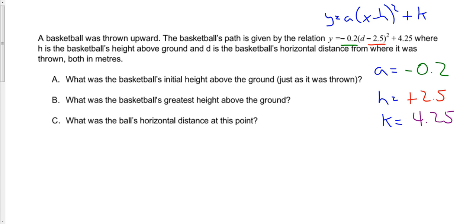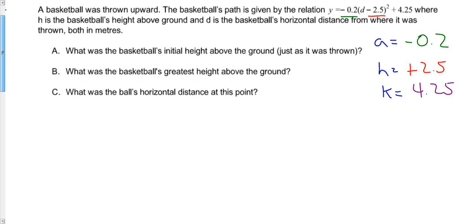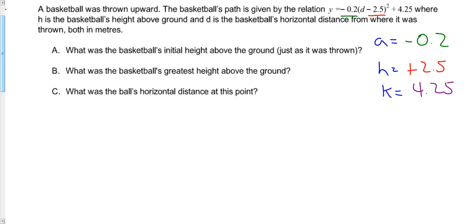So for part A, I'm going to move this up a little bit here. It says, what was the basketball's initial height above the ground just as it was thrown? The initial height is the y-intercept. We are trying to figure out where it starts from, so how high is it above the ground when it begins? To figure that out, we have to realize that the initial height, the starting height, always happens when the horizontal distance is 0. In this case, we know that d is 0 because the player has not thrown the ball. The ball has not traveled any horizontal distance whatsoever.